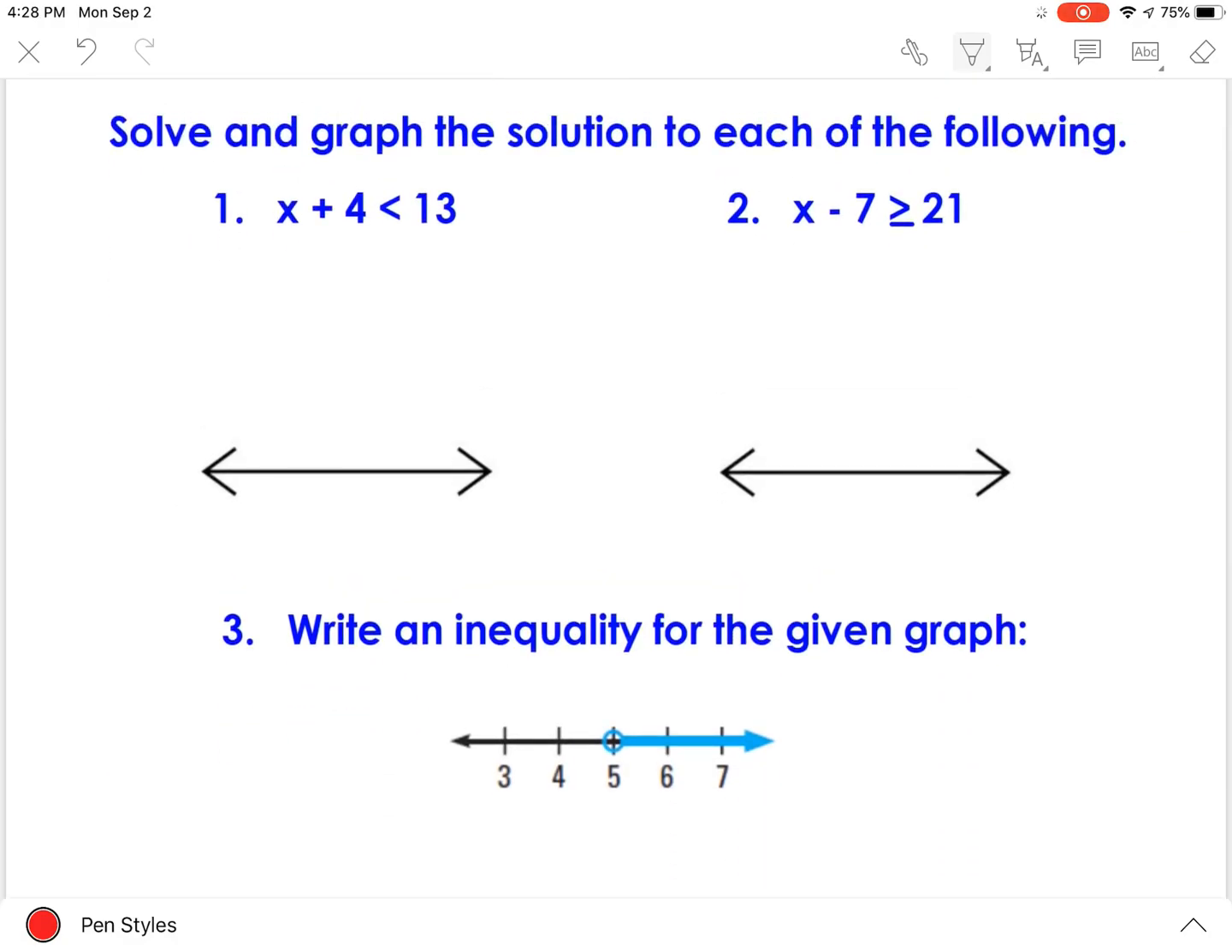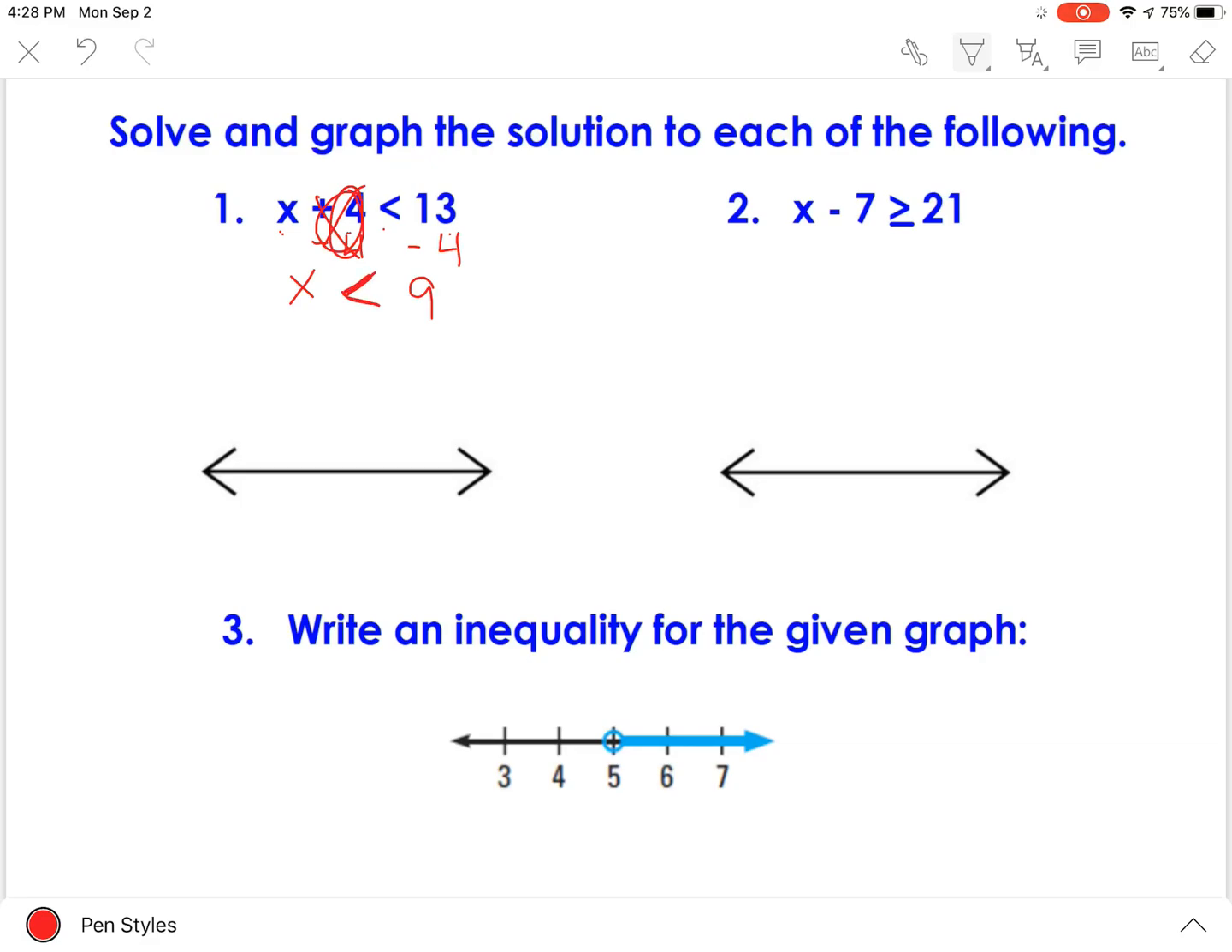Let's look at a couple of examples. So we want to solve and graph the solution to each of the following. So number 1, we have x plus 4 is less than 13. Well, we just want to isolate x. So we're going to use our inverse operations to isolate x. Here we have x plus 4. Well, the opposite of adding 4 is subtracting 4. So we have x, this eliminates to 0. 13 minus 4 is 9. And then since this is a less than sign, we keep that.